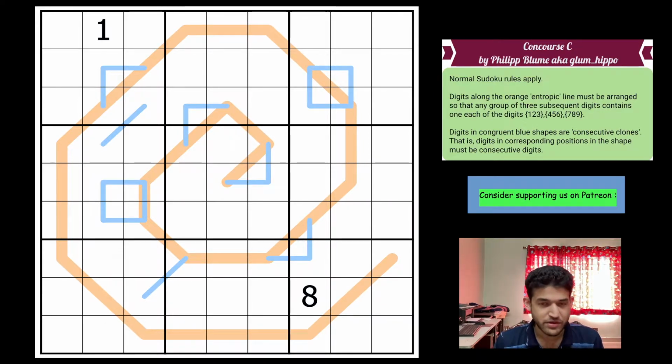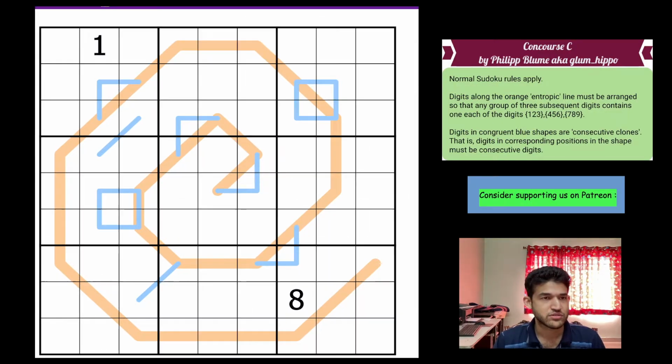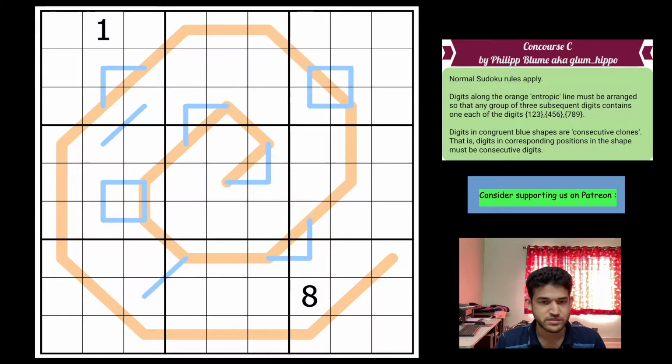So I'll jump into the rules now. Classic Sudoku rules apply. Each row, each column, and 3x3 box in the grid has digits 1 to 9, and digits along the orange entropic line must be arranged so that any group of 3 subsequent digits contain one each of the digits from the sets 1, 2, 3, 4, 5, 6, and 7, 8, 9.